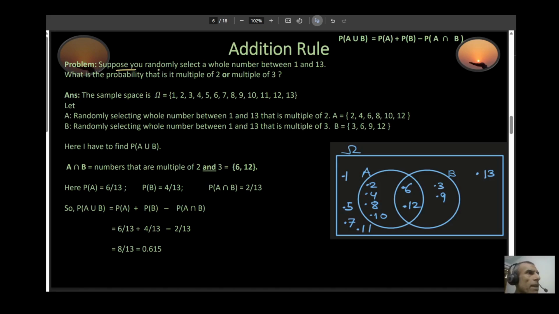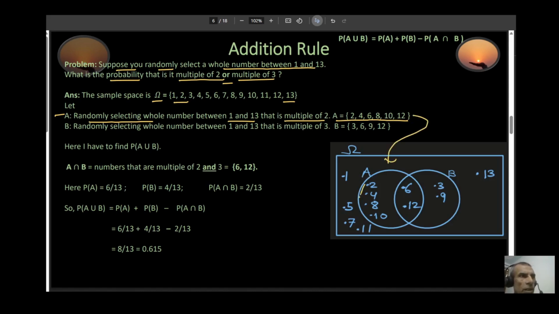Suppose you randomly select a whole number between 1 and 13. What is the probability that it is a multiple of 2 or a multiple of 3? In this case, my sample space is given by numbers from 1 all the way up to 13. So let A be the event of randomly selecting a whole number between 1 and 13 that is a multiple of 2. So my A would be given by this set right there, 2, 4, 6, 8, 10, 12. I'm representing this through a Venn diagram. So these are my A elements right here, from here all the way up to here. Then you have B, which is randomly selecting a whole number between 1 and 13 that is a multiple of 3.